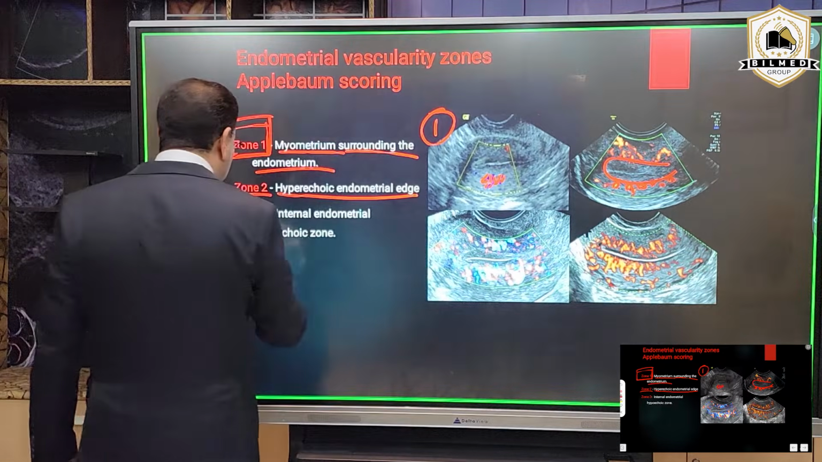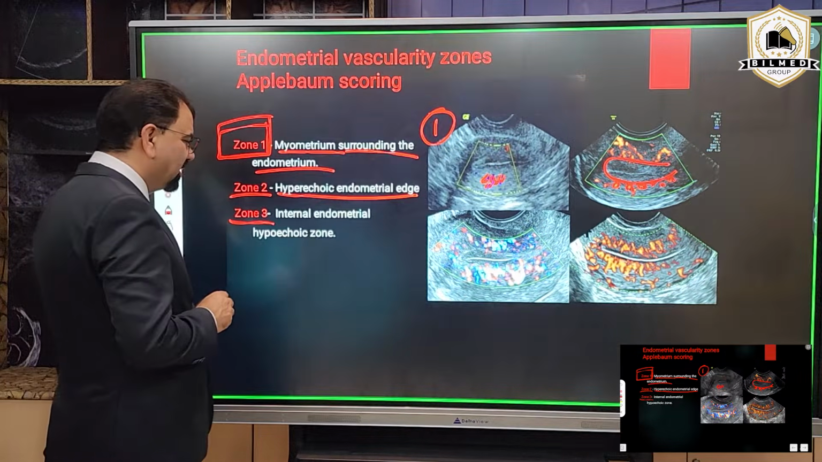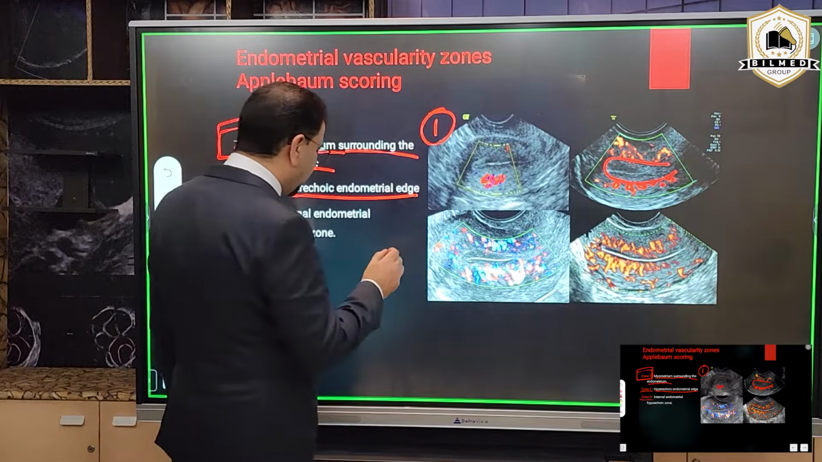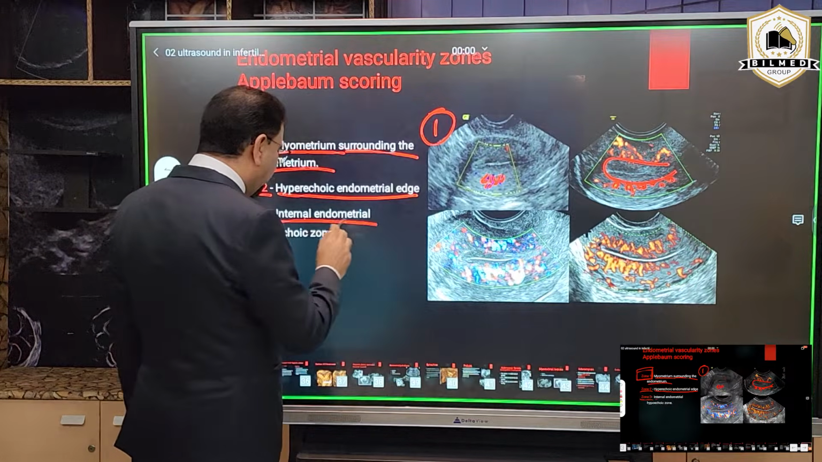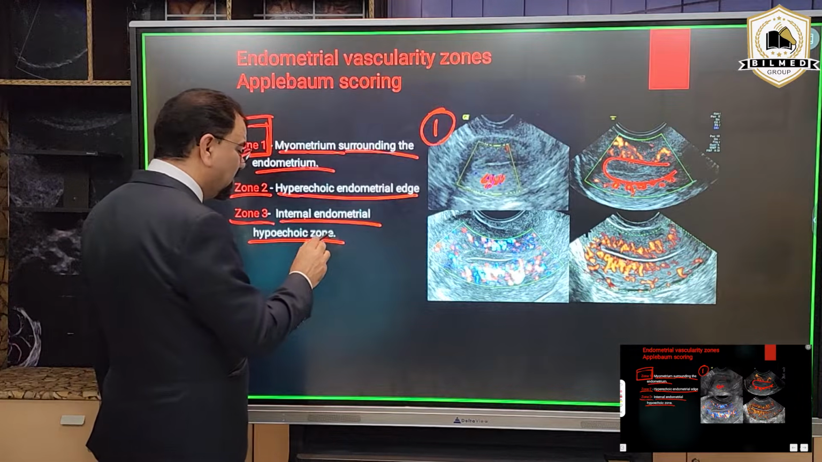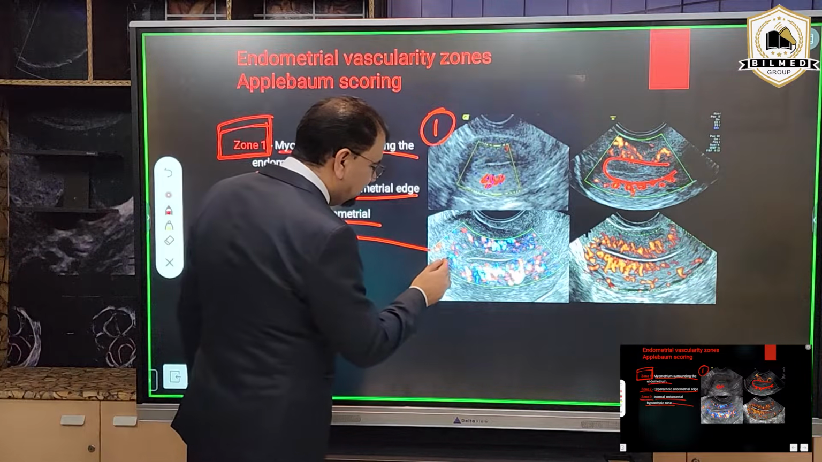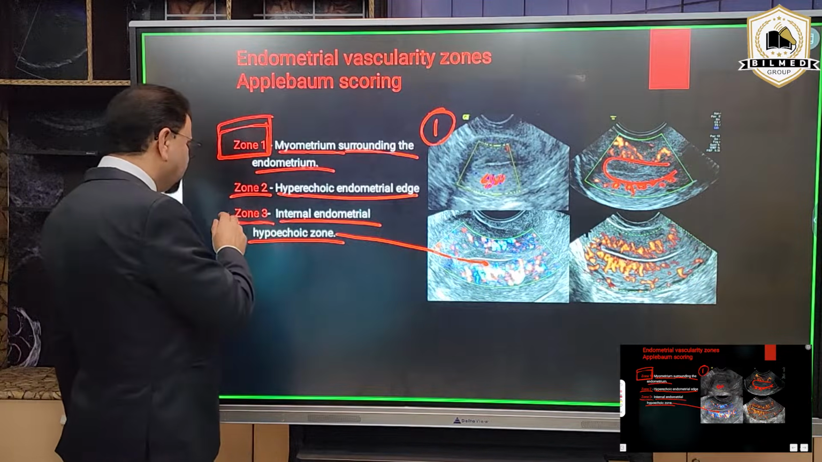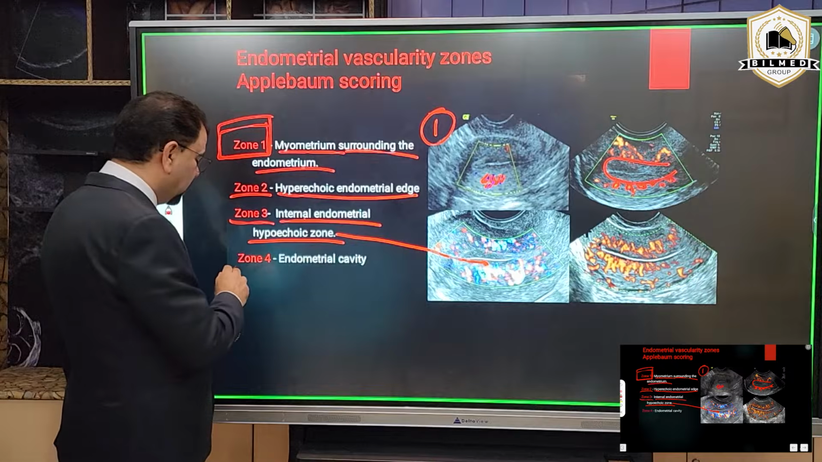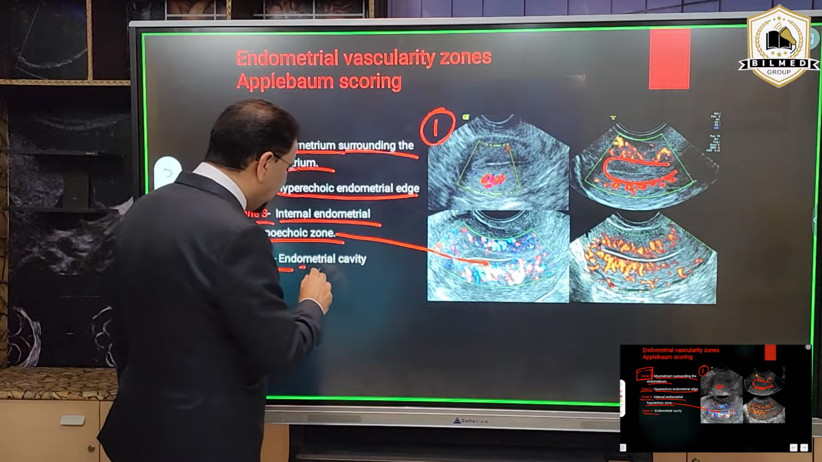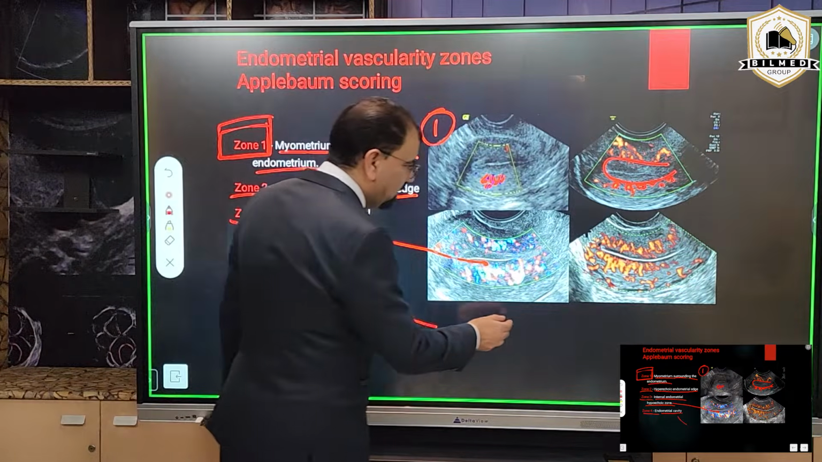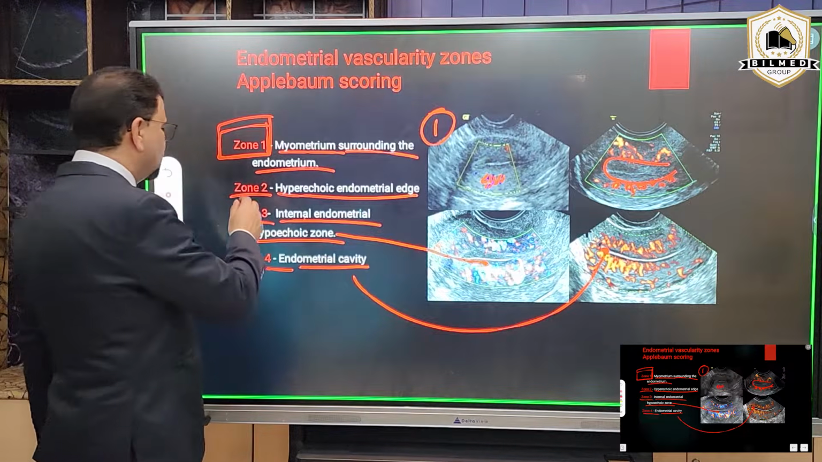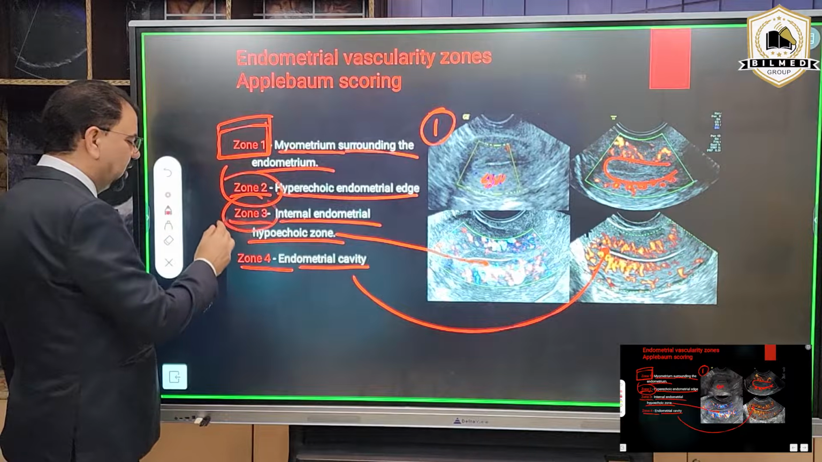And in zone 3, what will these be? These will be inside the endometrium. Now see, the internal endometrial hypoechoic zone. So they are in the tunica functionalis. So that is zone 3. In zone 4, these vessels will be touching the endometrial cavity. That is what I told you, the central canal over here. Now, these are the zones: zone 1, zone 2, zone 3, and zone 4.